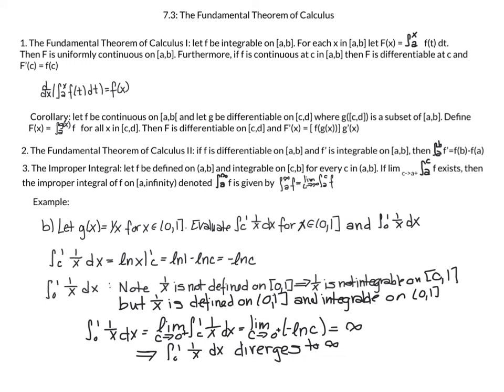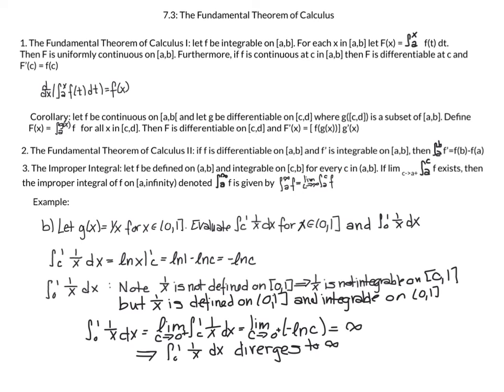The first integral is fairly straightforward. The integral from c to 1 of 1 over x dx. Taking the antiderivative, we have natural log of x evaluated at 1 and c: natural log of 1 minus natural log of c. This is 0, so we're left with minus natural log of c. Now when we consider the same integral going from 0 to 1, we note that 1 over x is not defined on the closed interval 0 to 1, and therefore 1 over x is not integrable on the closed interval 0 to 1. But 1 over x is defined on the half-open interval, and integrable on the half interval, and that's where we use the improper integral definition.